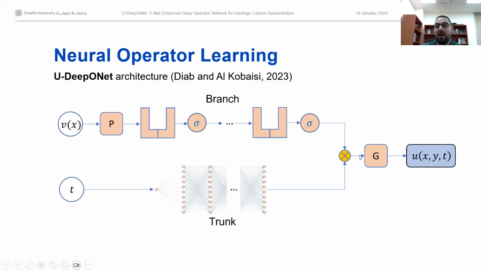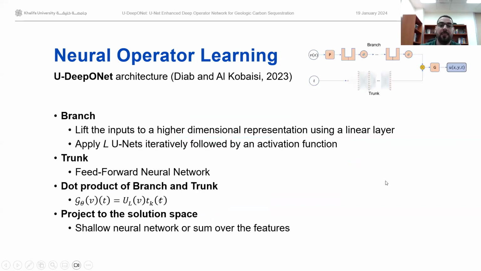Now we want to map the output back to the solution space. We chose to use a shallow neural network to do that mapping. We can use the sum as was originally proposed, but we found that using a shallow neural network resulted in slightly more accurate results, and it's a computationally cheap way of achieving that.